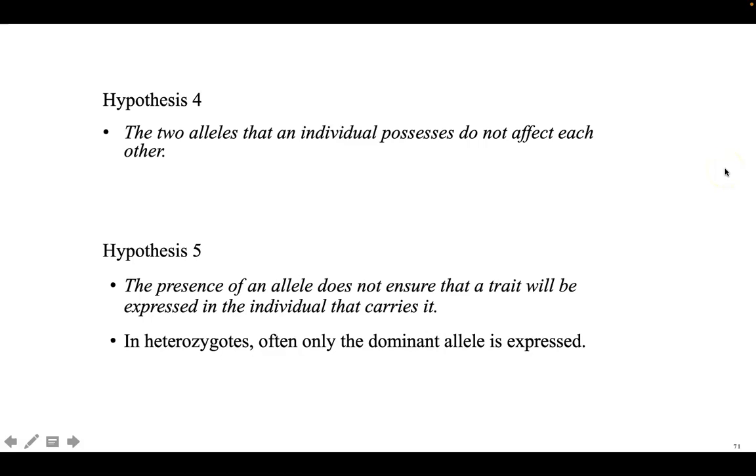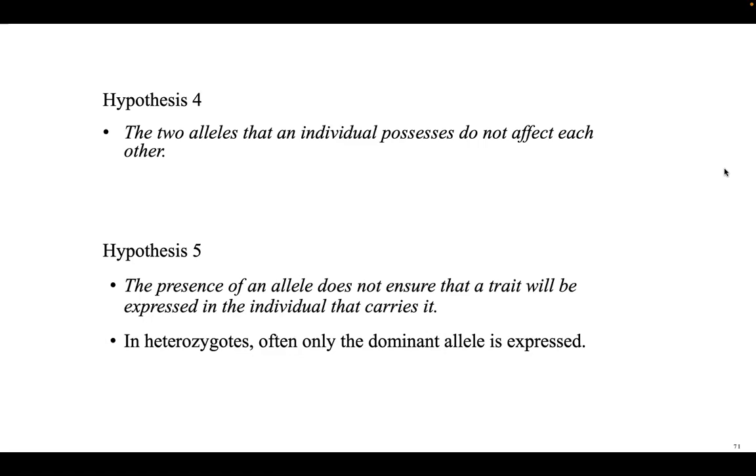In hypothesis 4, Mendel said the 2 alleles that an individual possesses do not affect each other. So they're separate. Their coding and expression is separate from each other. They don't affect each other. That was his 4th hypothesis.